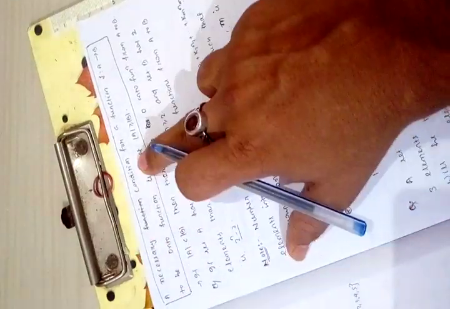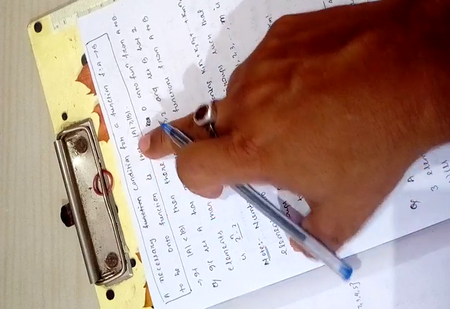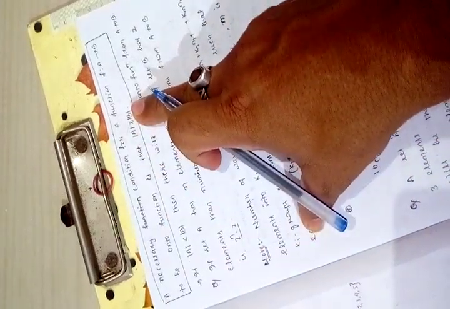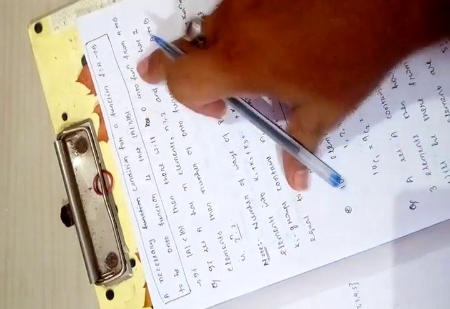A necessary condition for a function f from A to B to be an onto function is that the cardinality of A is greater than or equal to the cardinality of B. If the cardinality of A is less than the cardinality of B, then there will be 0 onto functions from A to B.